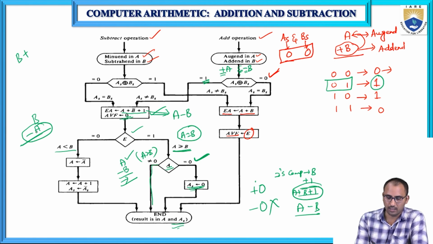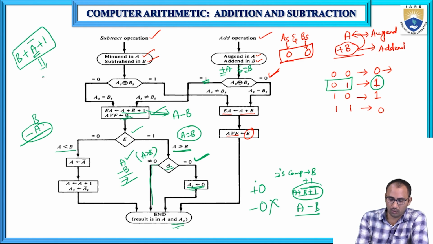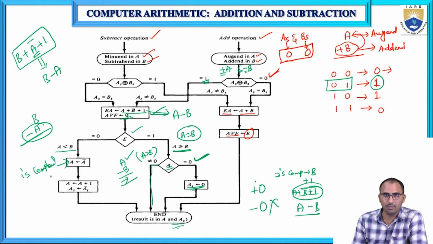First we have to find the 1's complement. 1's complement of A is A bar. And how can we get the 2's complement? By adding 1 to the 1's complement. So this is the 1's complement, and now I am adding 1 so that it will become the 2's complement. So this is equal to B minus A. That's why first I performed the 1's complement, and after that I added plus 1 so that it becomes minus A. This minus A I am adding with B.